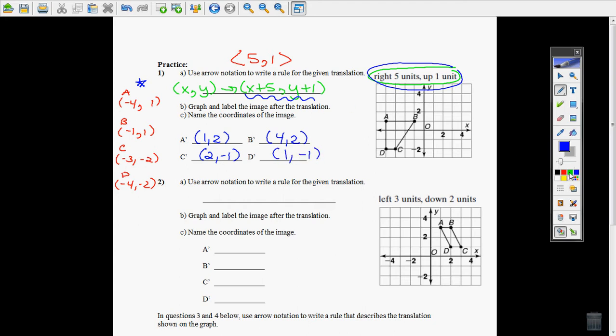So I'm going to go ahead and plot these. So (1, 2) is A prime. (4, 2) is B prime. (1, -1) is D prime. And C prime is (2, -1). So there you go. It should look like that.